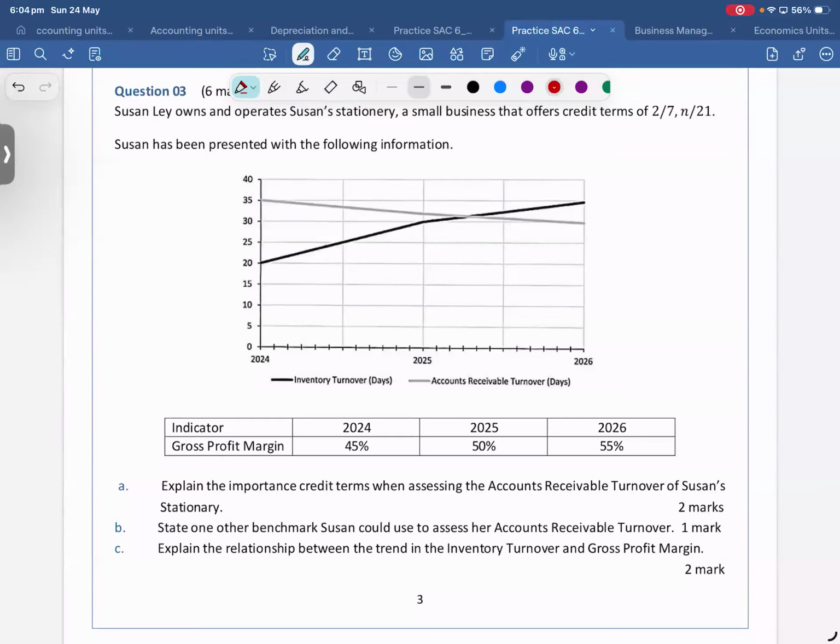How can we improve the gross profit margin, guys? Higher markup. But higher markup is another debate. How can we get the higher markup? In two ways: increase the selling price, or decrease your COGS, the cost of sales, through cheaper supply.